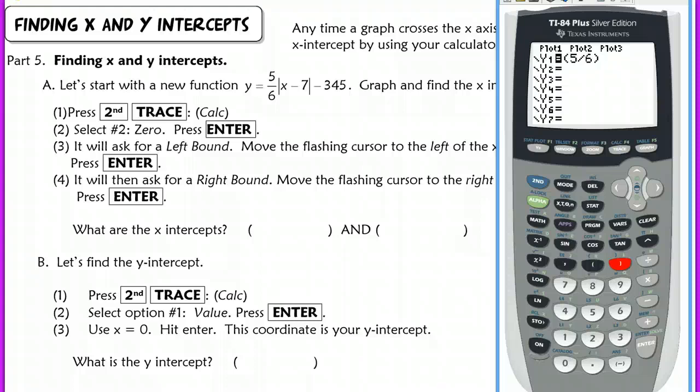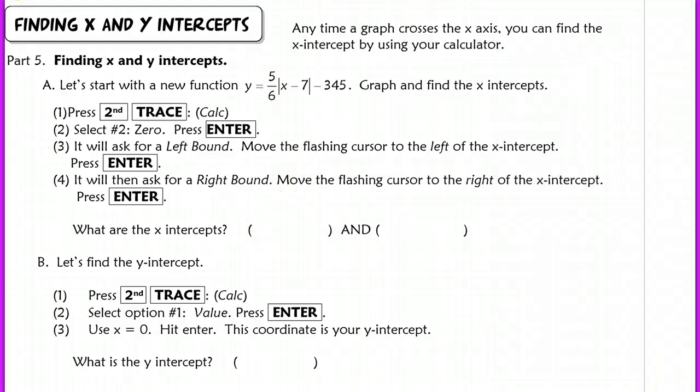You need to be able to use your calculator and use these functions on your calculator in order to solve for those. Okay, so we're going to begin by graphing this new function here, and it's an absolute value function. So we know a few things about this function.